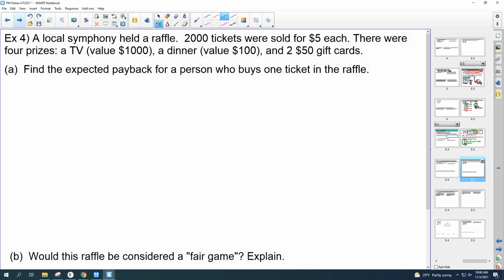Number 4, this is a very common question for this type of lesson. A local symphony held a raffle. 2,000 tickets were sold for $5 each. There were 4 prizes, a TV that's valued at $1,000, a dinner valued at $100, and 2 $50 gift cards. A says, find the expected payback for a person who buys 1 ticket in the raffle. All right, so it's kind of difficult here, but your random variable is talking about the payback.